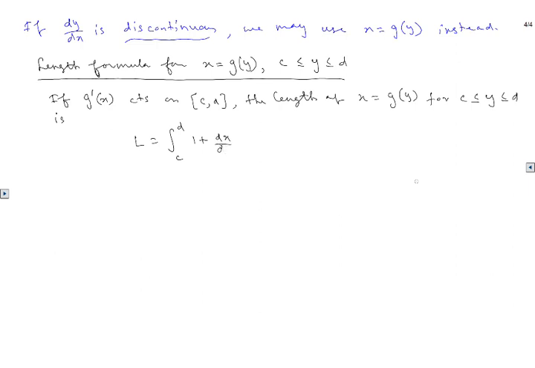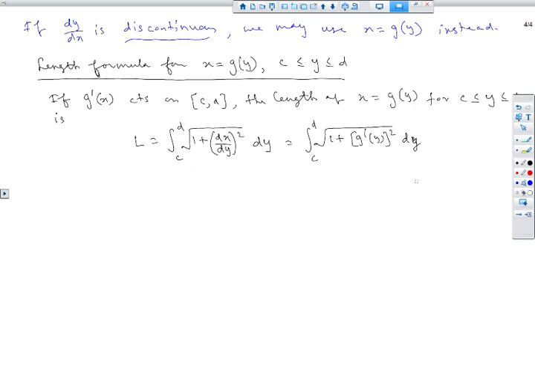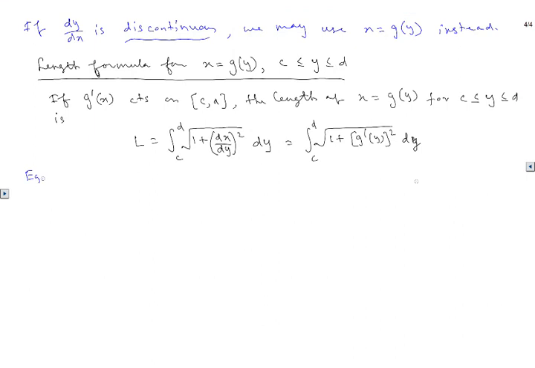So what are we going to do? You are going to find the derivative of x with respect to y now, squared, square root. It is not dx anymore, it's a dy problem. So that's going to be, in other words, the integral from c to d of the square root of 1 plus g prime y squared, dy. So that's a new formula. Okay, so let's do a problem from that and see why this is important. So example 3, find the length of the curve.